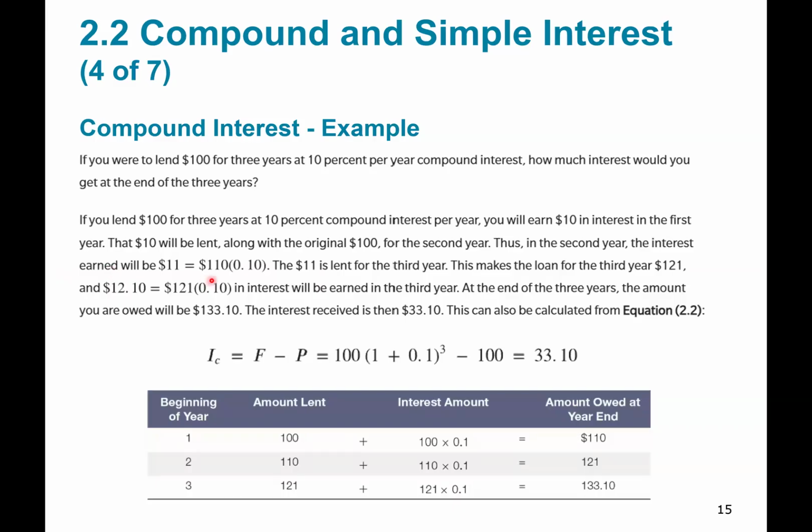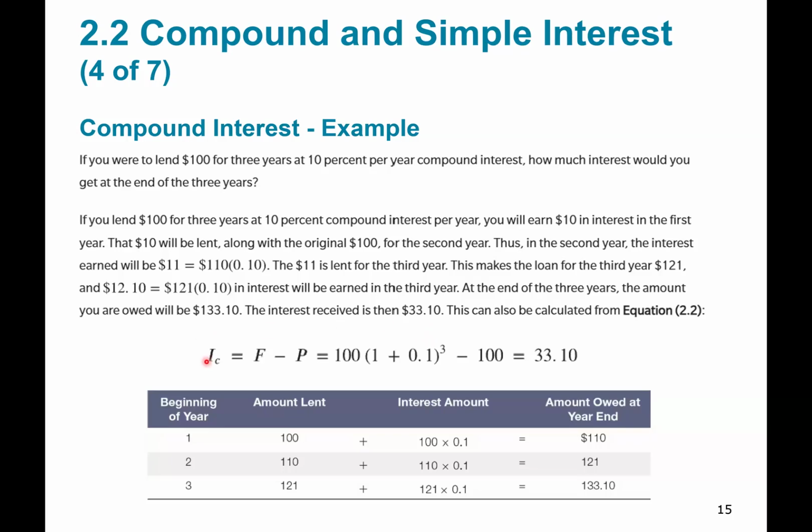How do we get that? Well, it's $110 times 10%. Then the $11 is lent for the third year. This makes the loan for the third year $121. And you see here $12.10 is 121 times 0.1, which is at 10%. And that interest would be earned in the third year. And at the end of the 3 years, the amount you are owed will be $133.10. The interest received then is $33.10.